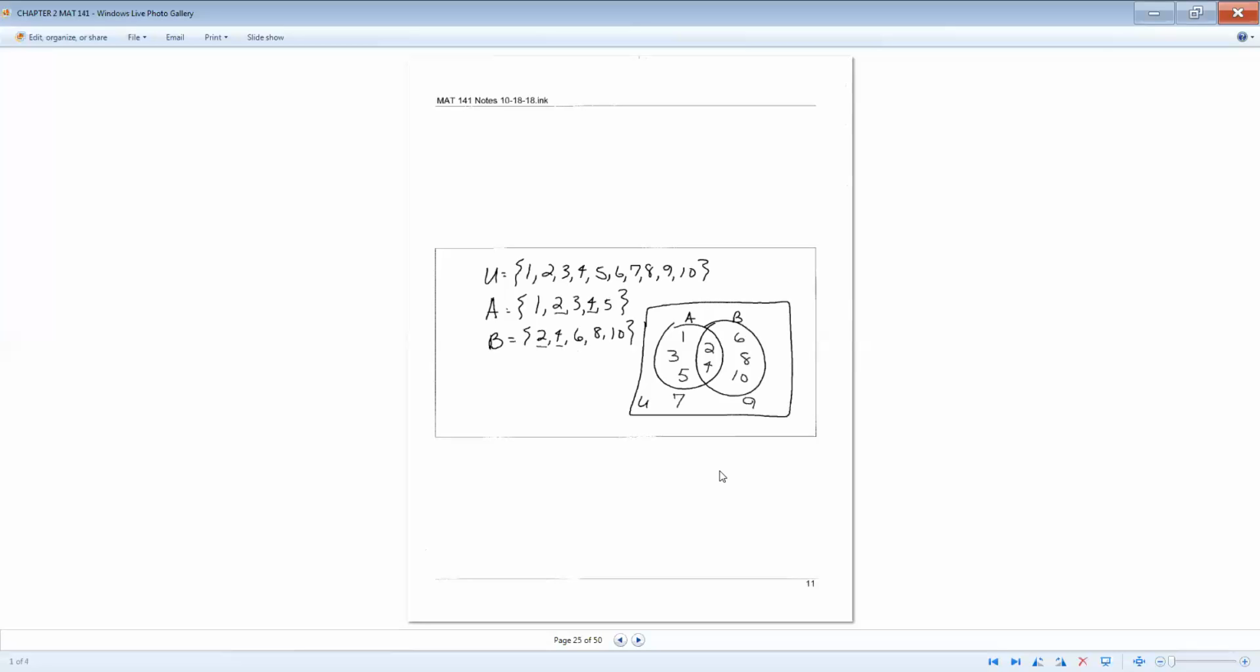And then from there, 1, 3, and 5 are the elements that are in only A. So that's why they're sitting on the outside here. 6, 8, 10 are in only B. So they're sitting out here. And then notice if you go back and check in your universe, 7 and 9 were not used. So they're sitting on the outside.